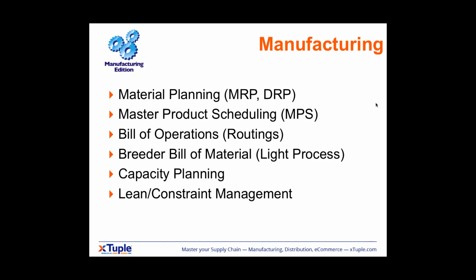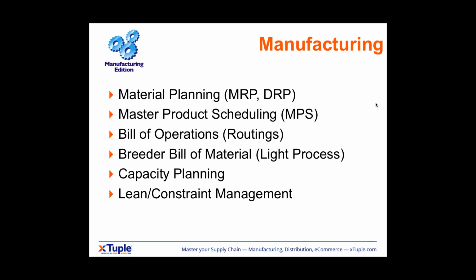We call it MRP, but it handles MRP and DRP capabilities. Master production scheduling, which brings a forecast into that planning picture. Bill of operations or routings. The breeder bill of material, which we'll go into, is geared for light process manufacturing oriented companies. Capacity planning, so if you're a manufacturer trying to get a handle on your different work centers, what's my load, what kind of scenario does it look like for my machines, what is my capacity relative to what I have for orders. We've got some tools to help with that.